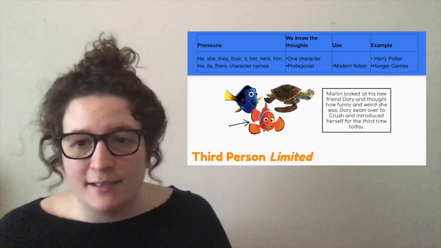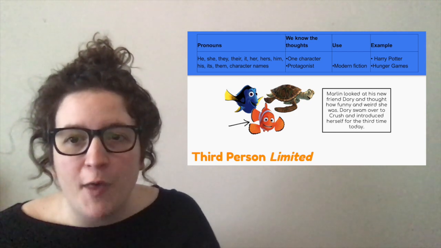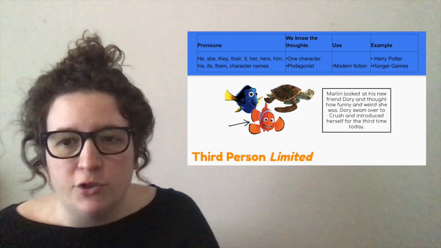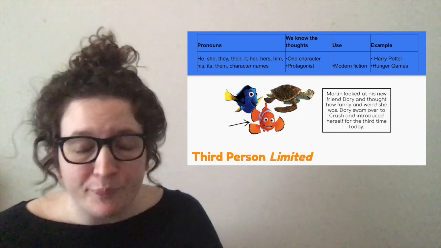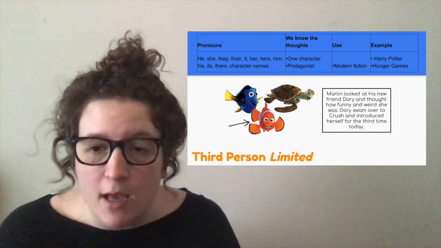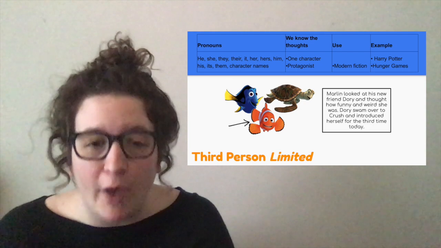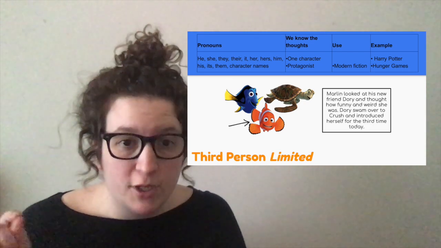The example next to the characters down there says, Marlin looked at his new friend Dory and thought how funny and weird she was. Dory swam over to Crush and introduced herself for the third time today. You'll notice that we still get information about other characters, but we only have the thoughts of the main character. So again, fill in your note sheet and then move on.